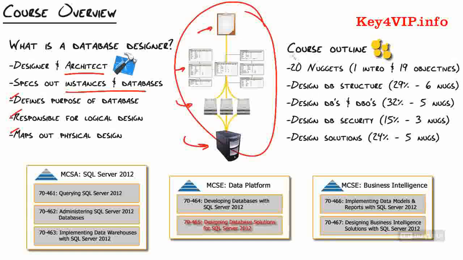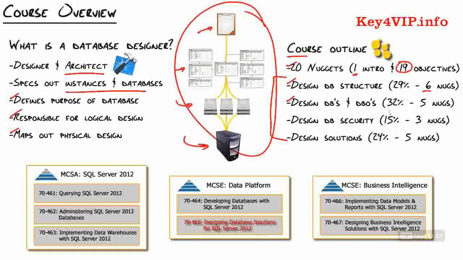Let's check out the course content here. So we have 20 total nuggets, 1 intro, which you're watching now, 19 objective nuggets. We'll go over those objectives shortly. Here's how the exam is broken down. 29% of it is designing database structures. So we have 6 nuggets that are going to cover everything from how to design a database server infrastructure to SQL Server instances, logical and physical database design, and we'll even talk about our backup and recovery strategy.